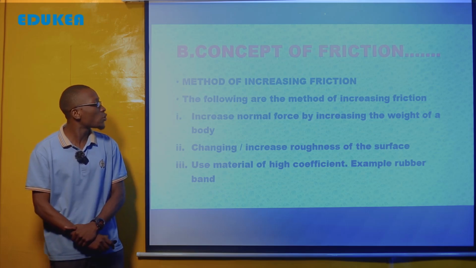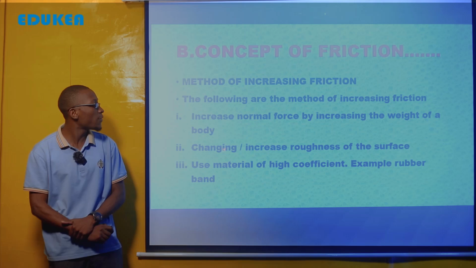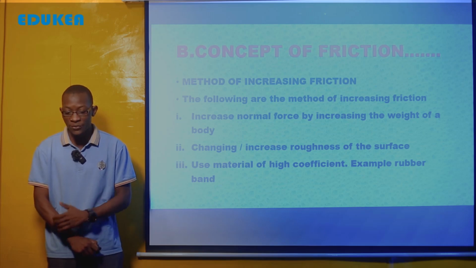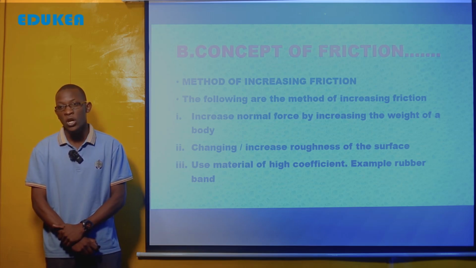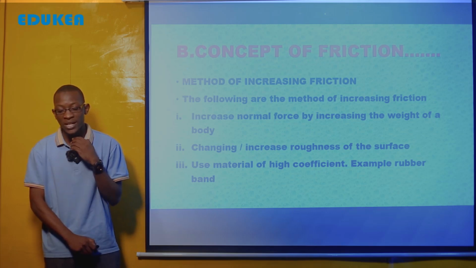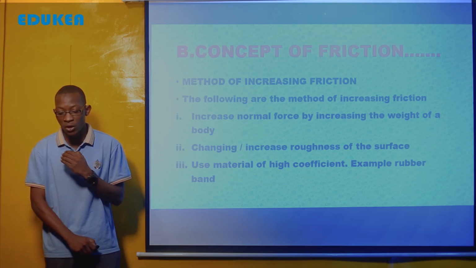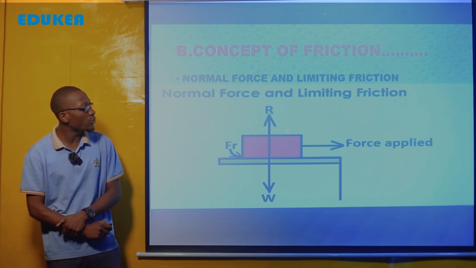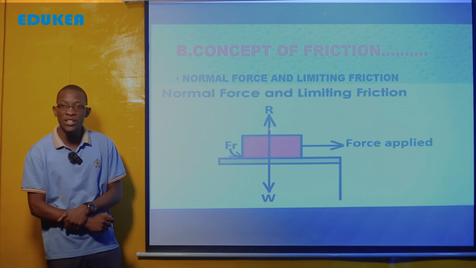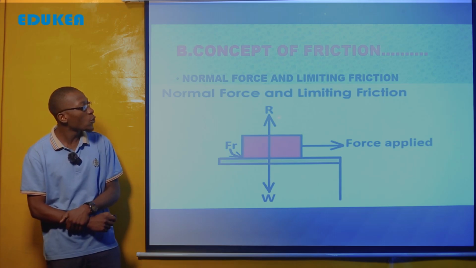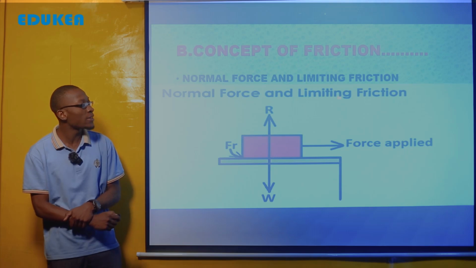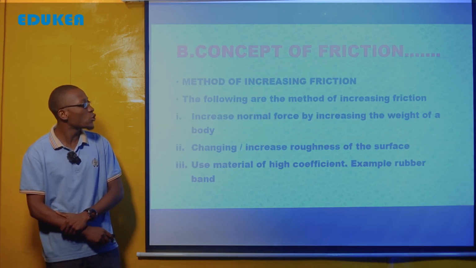The following are the methods of increasing friction. The first one: increase the normal force by increasing the weight of the body. In order for us to increase the frictional force, we are required to increase the normal force. Ili sisi tuweze kuongeza frictional force, tunahitajika kuongeza the weight of the body. You can see here, this one is the normal force. So if we need to increase the frictional force, we need to increase the normal force, or increase the weight of the body. Once the weight of the body increases, we are sure that the normal force also increases, and after increasing the normal force, we are sure that we are increasing the friction.